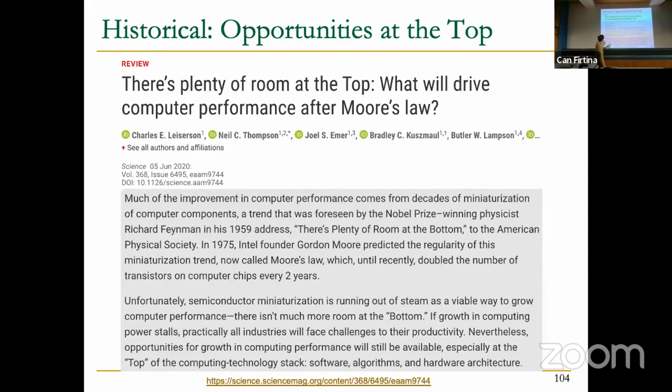And this is the other paper, the one from 2020: there is plenty of room at the top. Even if you are reaching a limit in terms of electrons, devices, and integration, it's always possible to better architect the systems, but also write better compilers, write better software, or design more efficient algorithms.